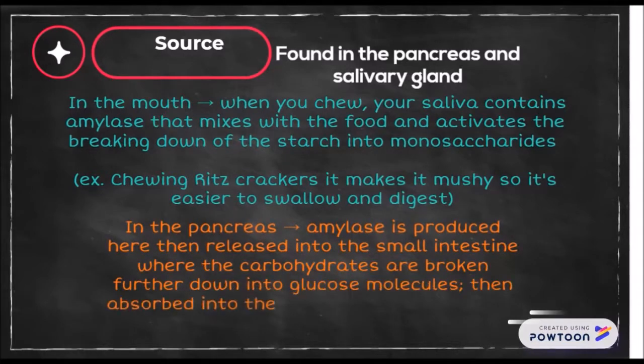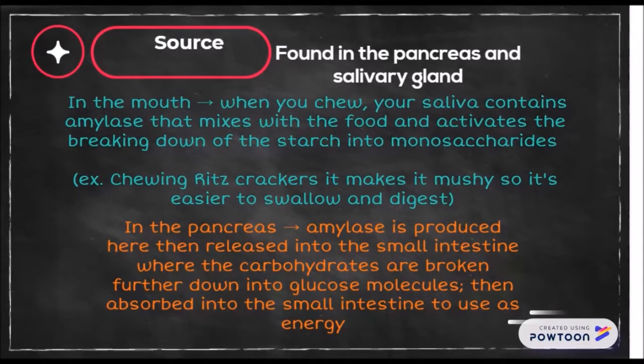In the pancreas, amylase is produced here, then released into the small intestine where the carbohydrates are broken further down into glucose molecules, then absorbed into the small intestine to use as energy.